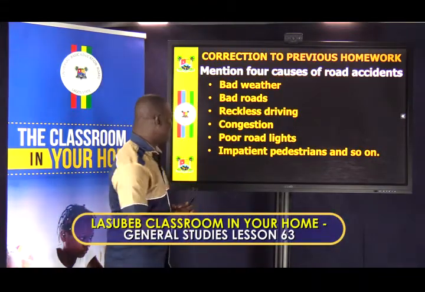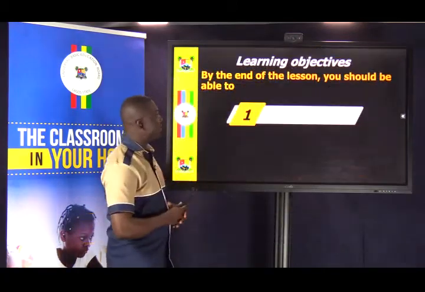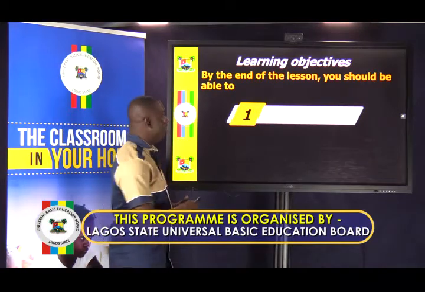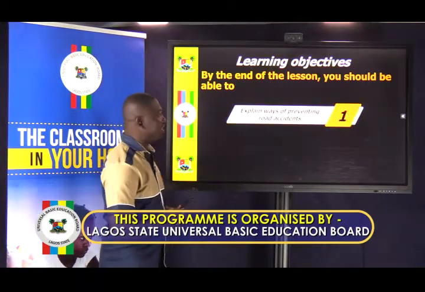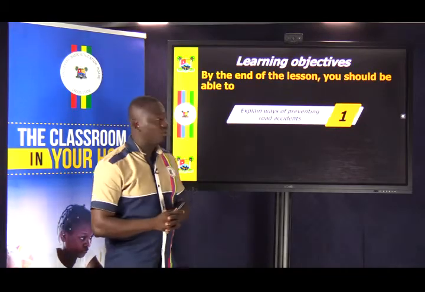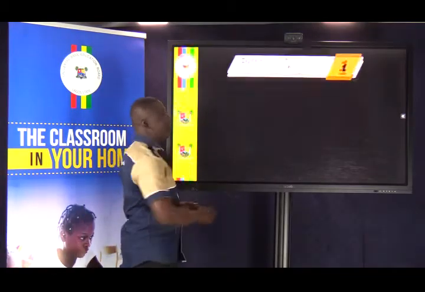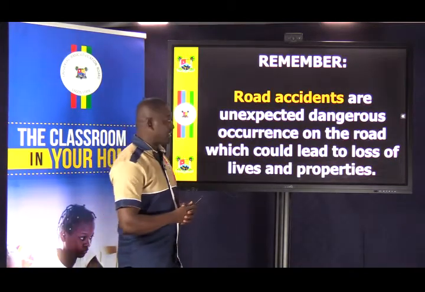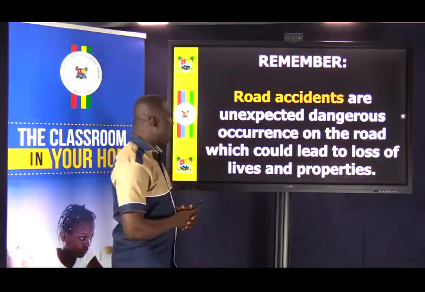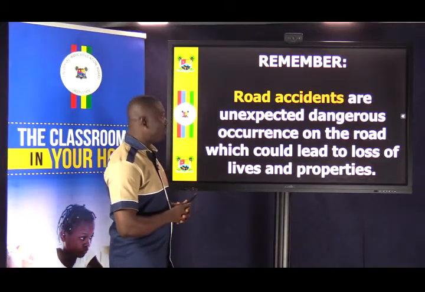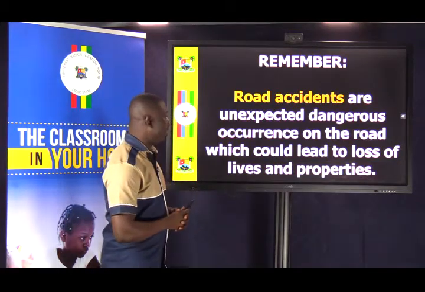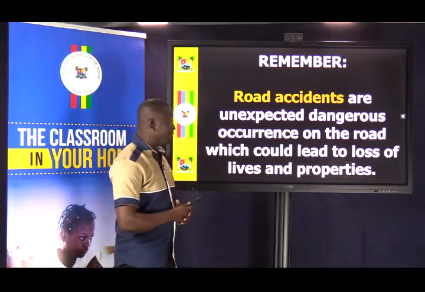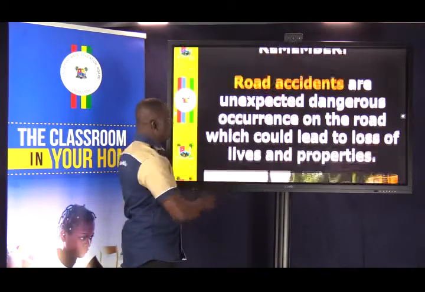Well done, my friend. So today we will be looking at prevention of road accidents, and by the end of the lesson, you should be able to explain ways of preventing road accidents. I want you to track me as we move on. Remember, in our last class, I told you that road accidents are unexpected, dangerous occurrences on the road, which could lead to loss of lives and properties.